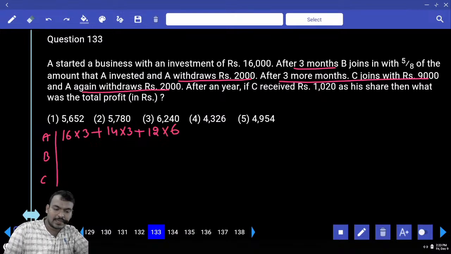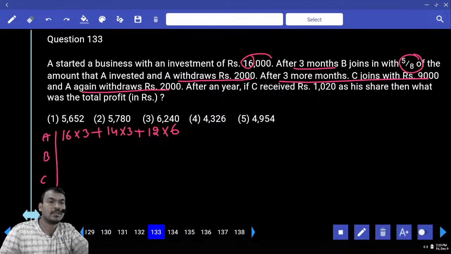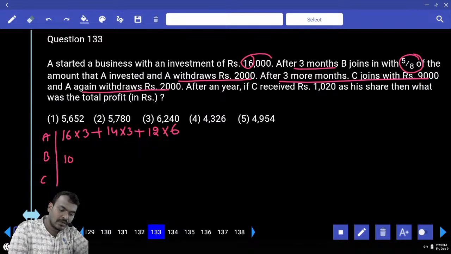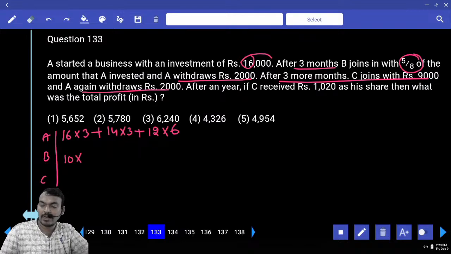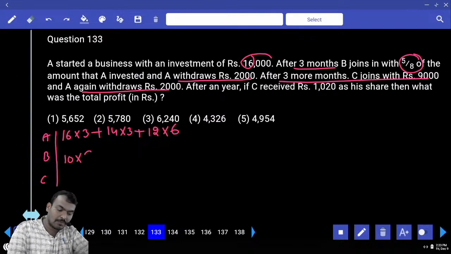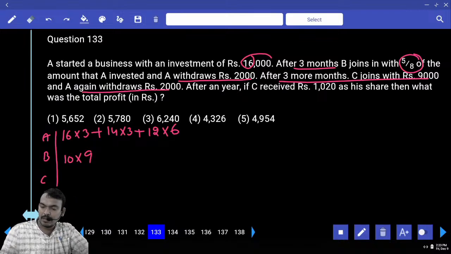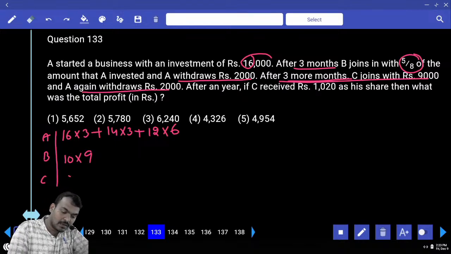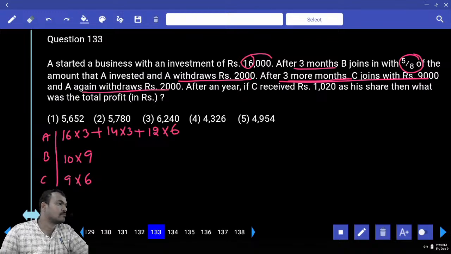Next, what is the second person's initial investment? 5 by 8 of which one? 16. 5 by 8 of 16 means 10. But he joined after 3 months. Means his capital is used for 9 months. But C joined after 6 months. But C's capital is 9. Used for how many months? 6 months. Yes or no?